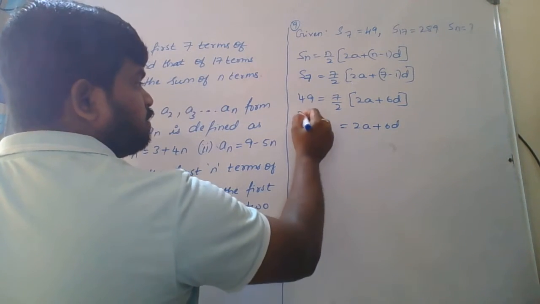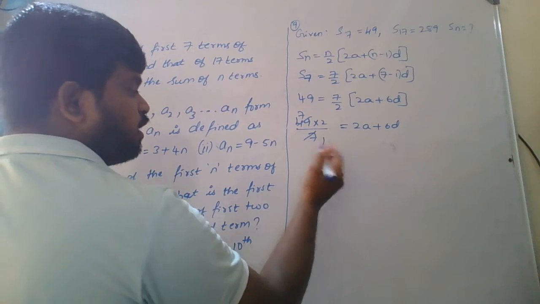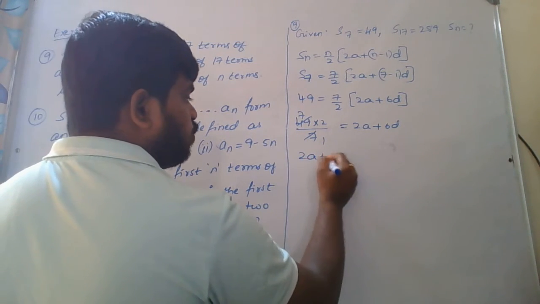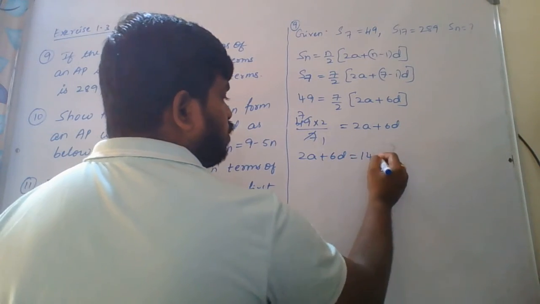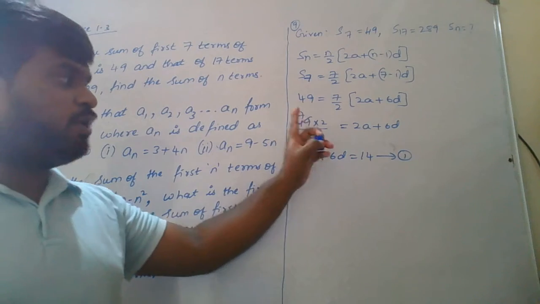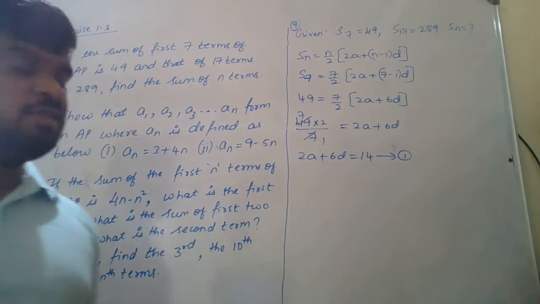7 ones are 7, 7 twos are 14. So 14 equals 2a plus 6d. Let me write it the other way: 2a plus 6d is equal to 14. That is equation 1.